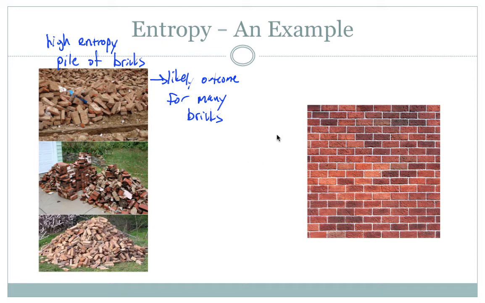Now, conversely, we could look at a much different situation. Here, we have a brick wall. This brick wall represents a very low degree of randomness, a very low degree of disorder, and as a result, we would say that this brick wall has a very low entropy. You can imagine again with our dump truck, if we dumped bricks out of the back of the dump truck, it is extremely unlikely that they would form themselves into this very specific pile here, which creates a brick wall. So this is a very unlikely outcome for our pile of bricks.